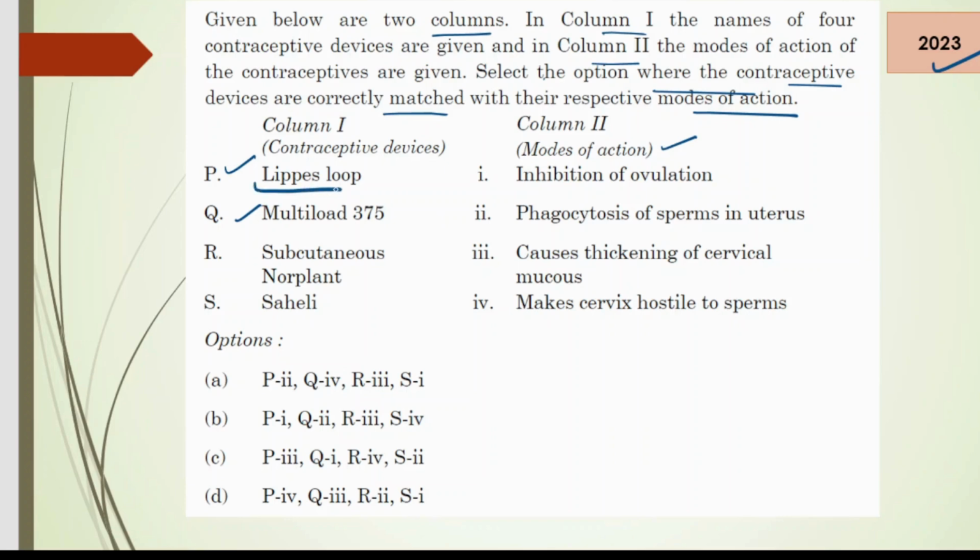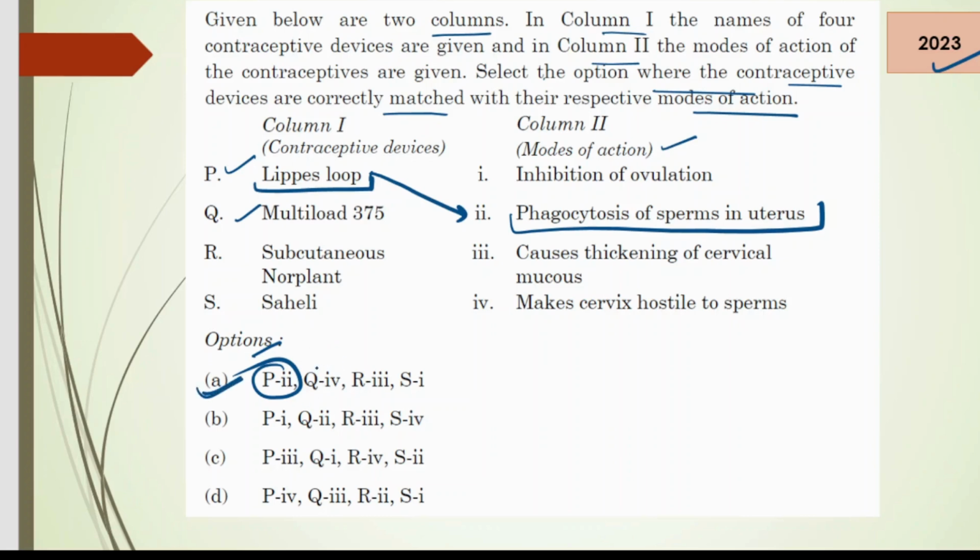So if we see the Lippes loop, we have studied that it increases the phagocytosis of the sperms in the uterus, so it will match with the second, phagocytosis of the sperms in the uterus. So if we see in the options, P is matched with the second, so the first option is there. So by seeing the first part, that is the P part, we have our answer. So this is the first answer.